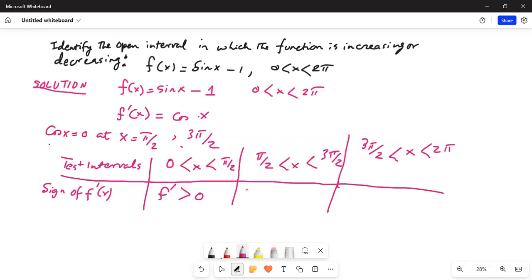Then we will look between pi by 2 and 3 pi by 2. So you're talking about from the second quadrant to the third quadrant, okay? And in this case, f prime is always negative, so here we write f prime is less than 0. Reason is cosine of x is negative in second and third quadrant.